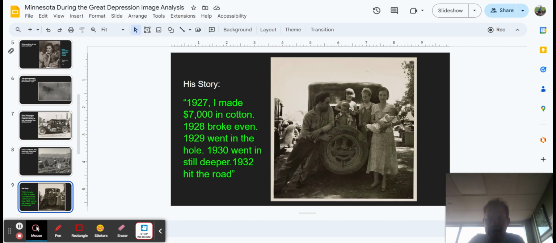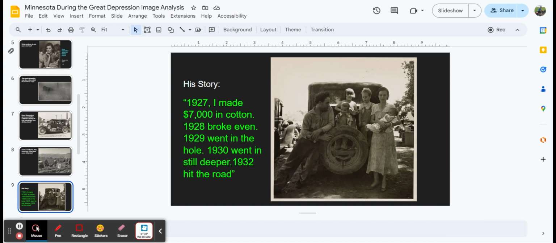This is no actionable item. Just a nice quote from the guy in this picture. And the photographer for these last one, two, three, four, five images all were the same photographer. In 1927, I made $7,000 in cotton. 1928, I broke even. 1929, went in the hole. 1930, went in still deeper. 1932, hit the road.